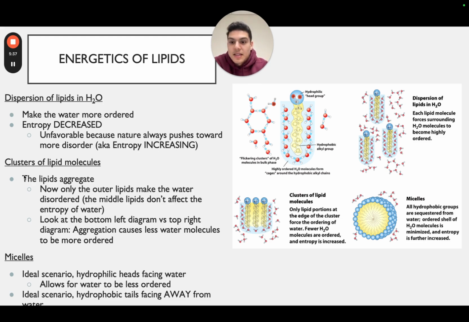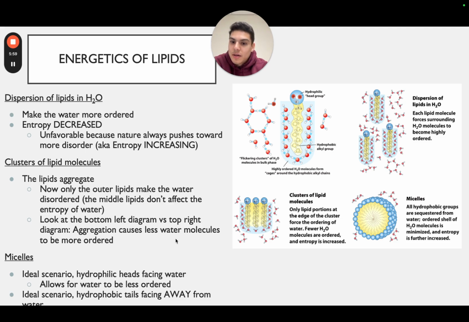And so then the next thing is clusters of lipid molecules. As you can see here, we essentially have these lipids forming a little non-polar region, and then you have the polar water shell around it. This is called lipid aggregation, where the outer lipids make the water disordered, and the middle lipids don't affect the entropy of water.